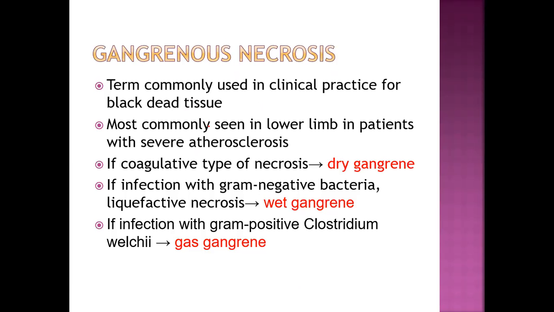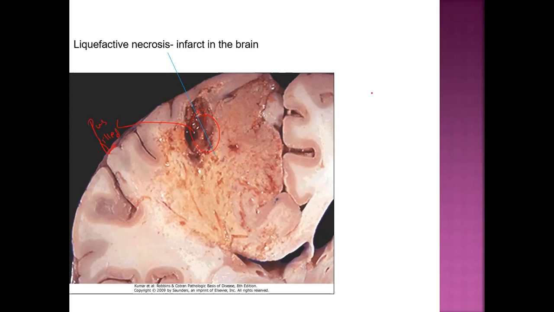Now, before talking about gangrenous necrosis, let me add some points about liquefactive necrosis. Liquefactive necrosis occurs due to an increase in lysosomal permeability. This lysosomal permeability allows the enzymes to leak out, and these enzymes cause damage to the cell. That is also called hydrolytic damage.